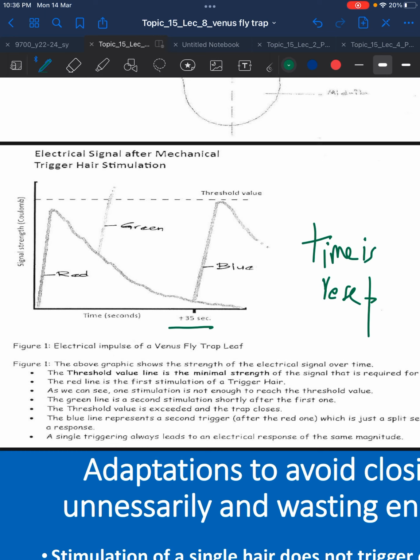What I mean by time is reset, meaning the time is equal to 0 seconds. It goes back to square one for this one here because it's past 30 seconds. So this one becomes the first stimulus, the first hair deflected, because it's after 30 seconds. So time is reset to 0. So it will wait for another deflection. If that another deflection occurs within 30 seconds, then action potential will occur. So that's the meaning of that.